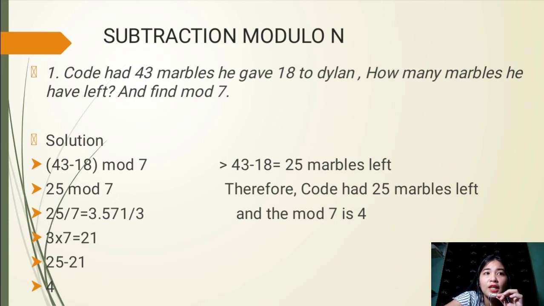So 43 less 18 is equal to 25, and just copy the mod 7. So 25 divided by 7 is equal to 3.571, but we only get the whole number. Let's eradicate the decimal numbers. So we use 3 since it is a whole number and multiply it by 7, and the result is 21. And just simply subtract 25 minus 21, and our mod 7 is equal to 4.